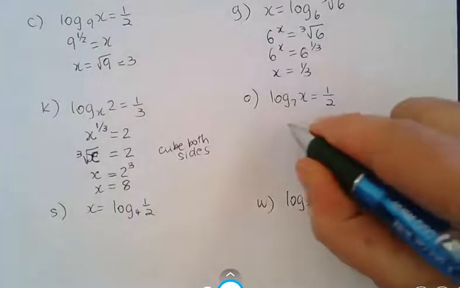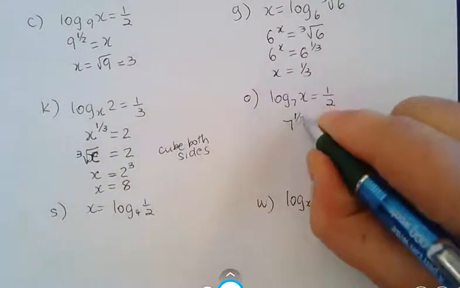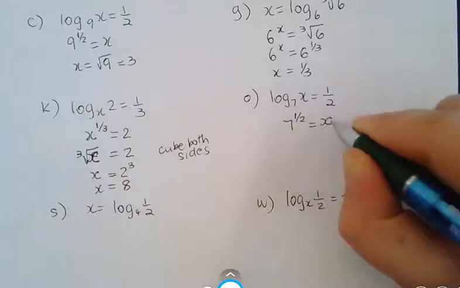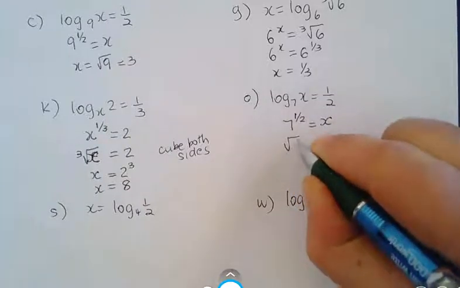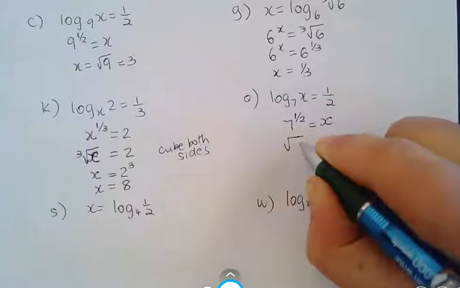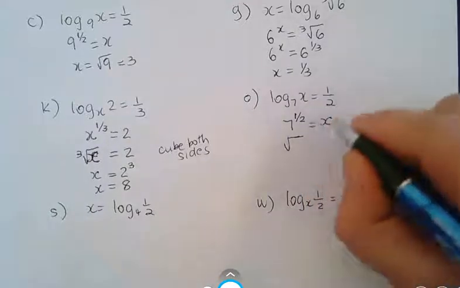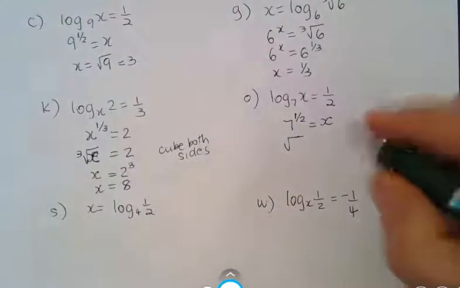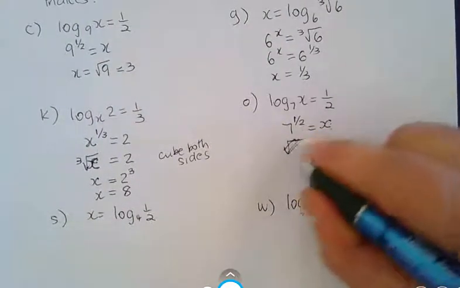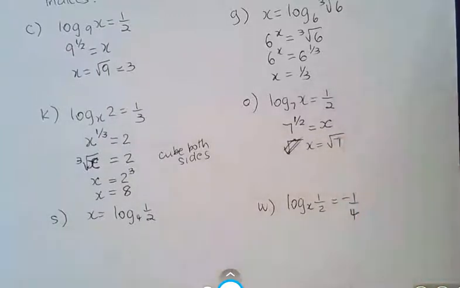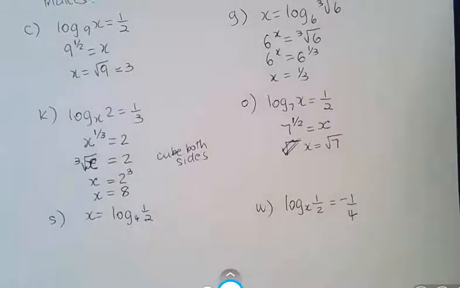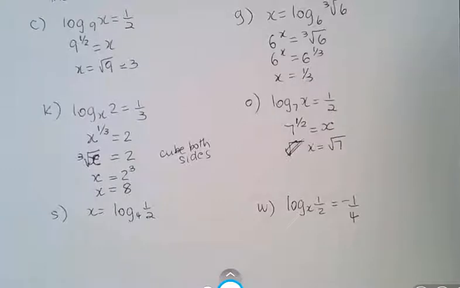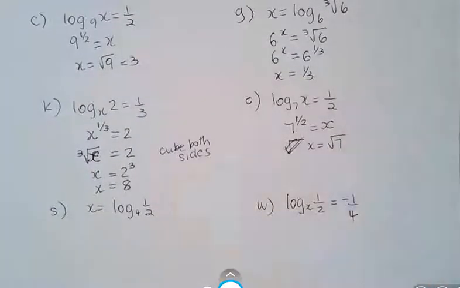The next one, 7 is the base. 7 to the power of a half is x. Oh, x is just what? The square root of 7. That's it. Done. Yep. And we've already solved for x. And you've got 2 more. Are we okay with that?